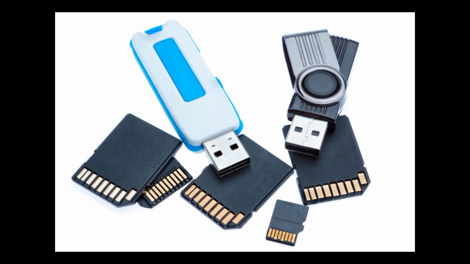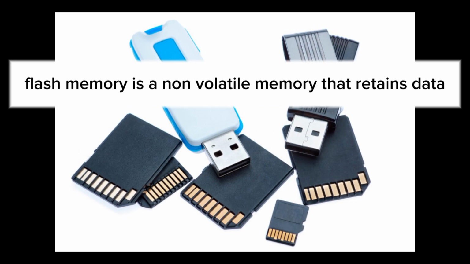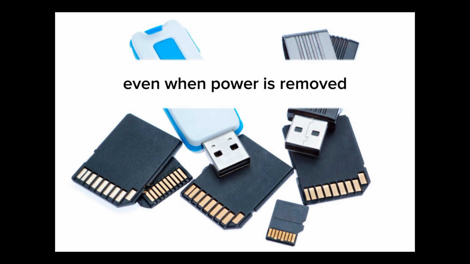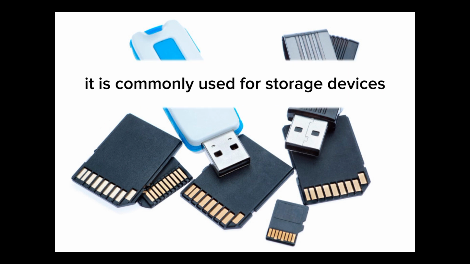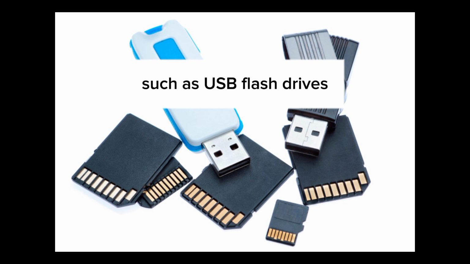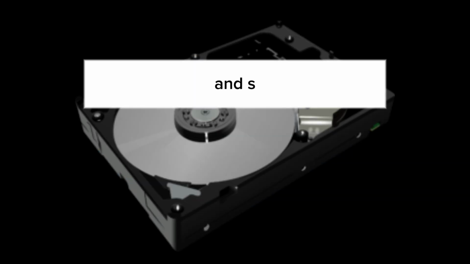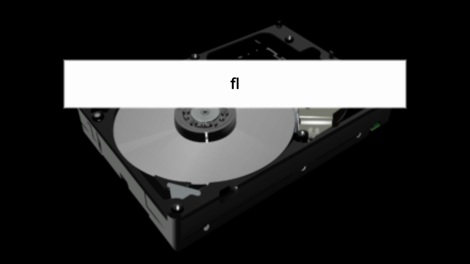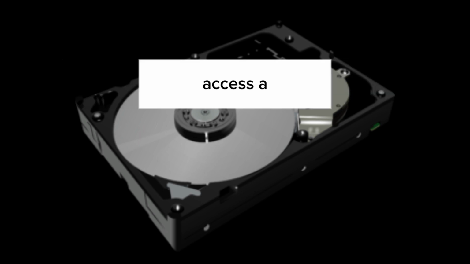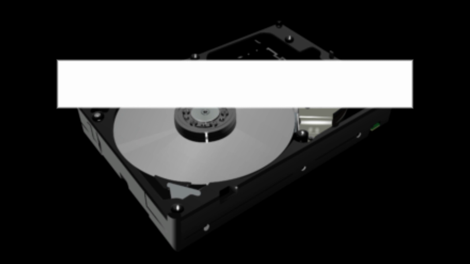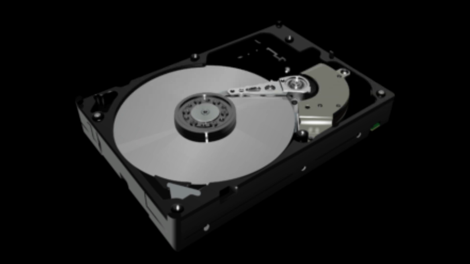Flash memory. Flash memory is a non-volatile memory that retains data even when power is removed. It is commonly used for storage devices such as USB flash drives, solid-state drives (SSDs), memory cards, and some types of portable devices. Flash memory is known for its high-speed access and durability, making it ideal for applications that require quick data access and resistance to shock and vibration.